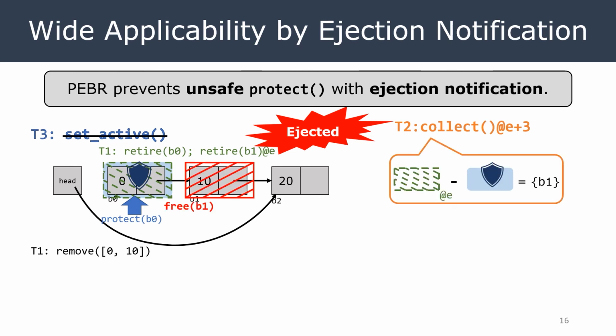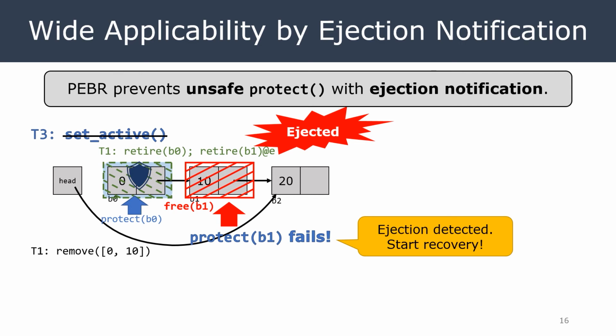V1 can be freed now, because it does not have protection of the Epoch Consensus and the hazard pointers. If T3 calls protect B1 at this point, it will fail, because of the ejection notification. So, T3 will not reference B1 and start its recovery procedure. Therefore, T3 does not suffer from the unsafe protection problem of hazard pointers.